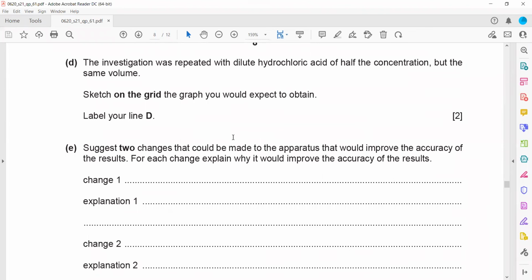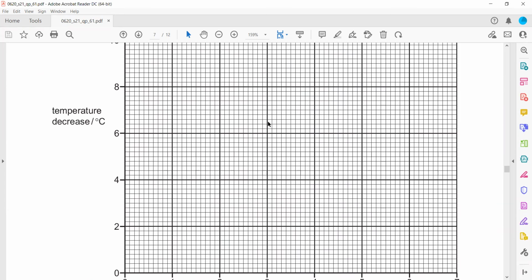Next one, the investigation was repeated with dilute hydrochloric acid, half concentration, but same volume. Sketch on the grid the graph you expect to obtain and label that as line D. If you are using a less concentrated acid, it means the rate of reaction, like the example in the beginning, when we use a greater amount of acid, the more concentrated, like more particles of acid. But now we reduce the concentration, we make it half. So if the amount of acid is half, what will happen? The temperature change and the amount of sodium hydrogen carbonate which is reacting will also be half.